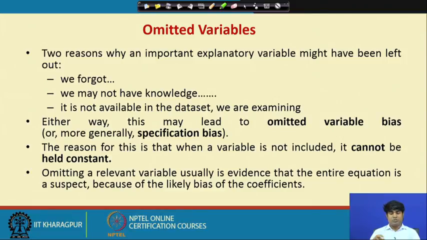The reason for this is that when a variable is not included, it cannot be held constant. That is how the issue arises in the system. So, omitting a real, useful variable is usually evidence that the entire equation is suspect because of the likely bias of the coefficients. That means if an important variable is not in the system, it will raise multiple doubts: whether the functional form is wrong, or whether the sample size is actually not optimum.